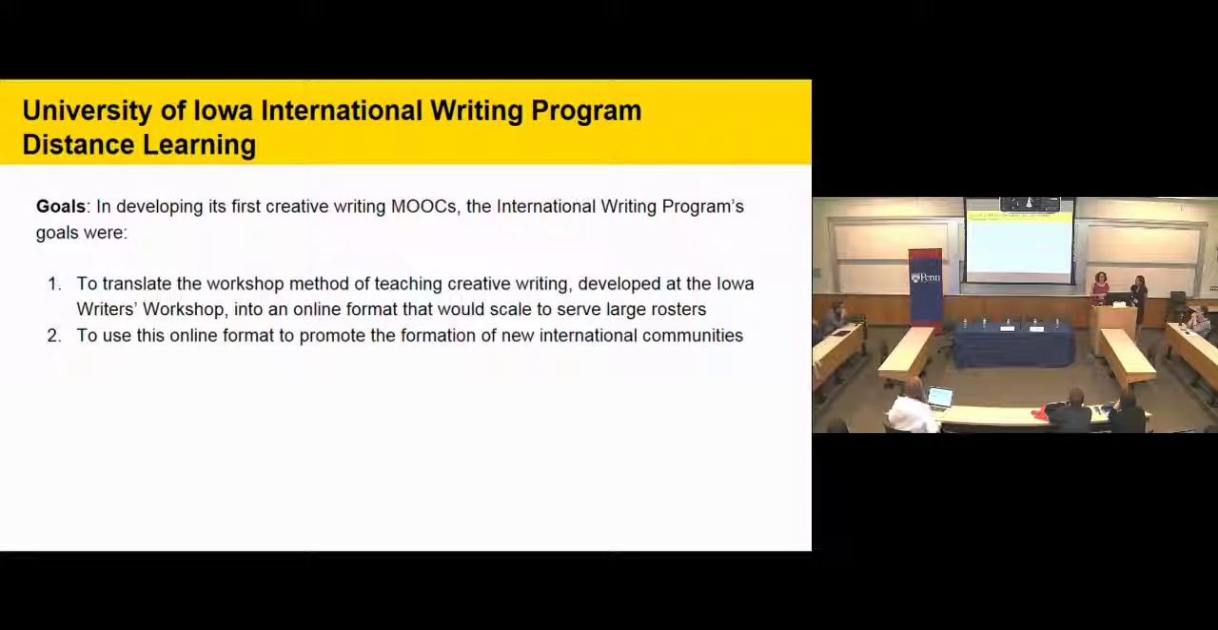Okay. So the University of Iowa has a very long history of creative writing. It's often said that the workshop method was pioneered there in the mid-30s, which is the way that most creative writing programs now teach creative writing in the classroom. And I'm at the International Writing Program where we wanted to translate this method online, and scale it so that many, many people could have the opportunity to study creative writing in this way, on the internet together from all sorts of different regions and backgrounds. An important part of that was to promote new international communities, particularly because much of our work is funded by the State Department's Bureau of Educational and Cultural Affairs, so creating new cultural exchange opportunities.